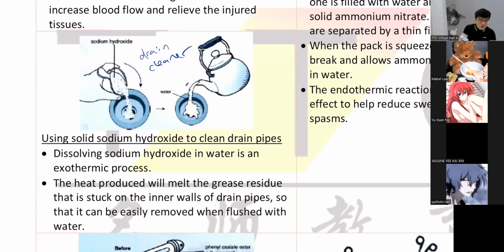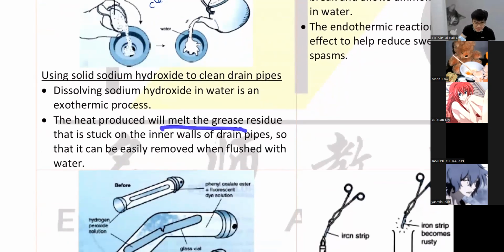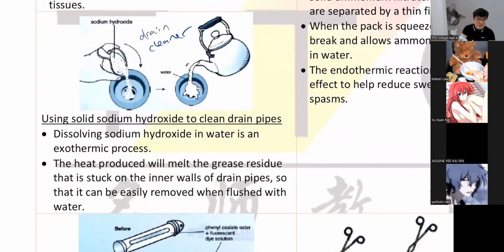So what does it do? It's like a powder, and when you throw it down the drain, it's called sodium hydroxide. When you add water, this thing is very exothermic, and it will heat up whatever is inside your drain. So it will melt the grease. It will melt the hair. You just let this thing soak there for a few hours, and after that, you just flush it with water. The drain just works like a dream again. So this is your drain cleaner.